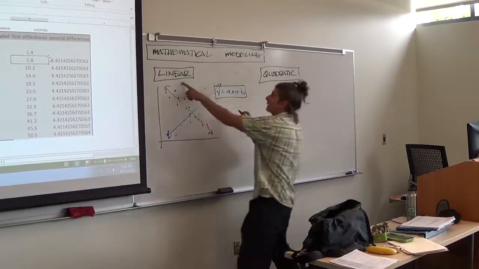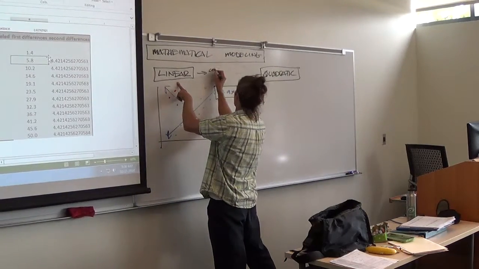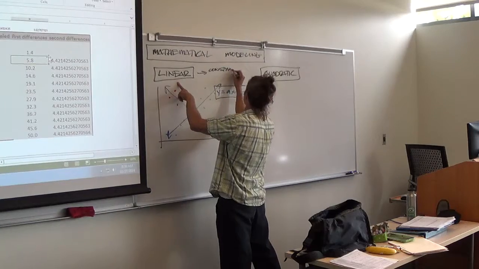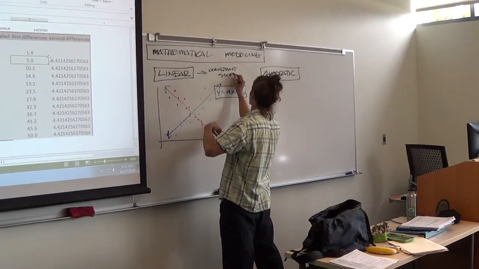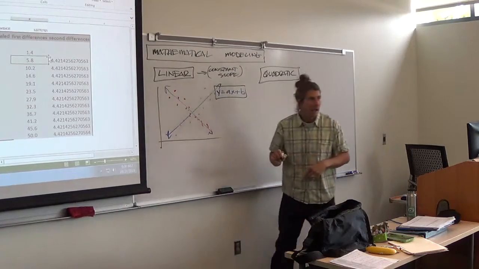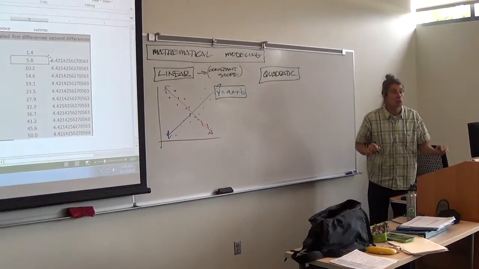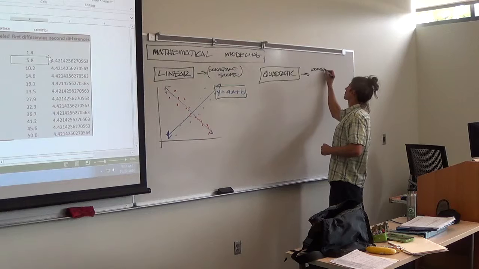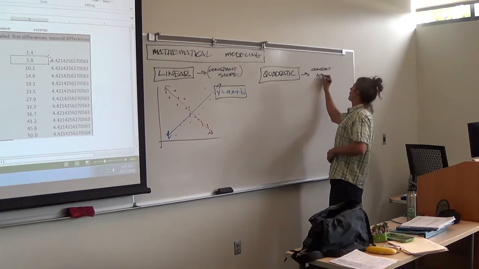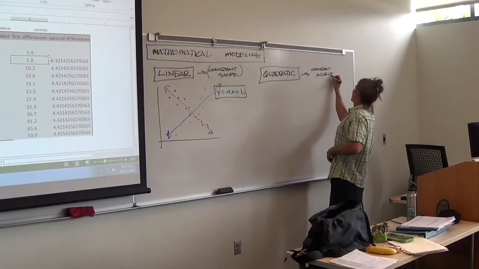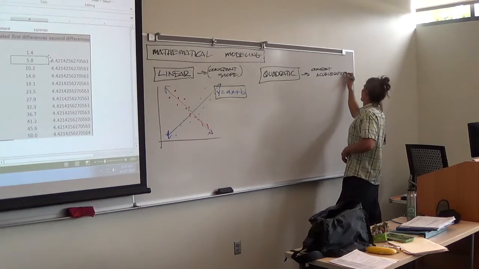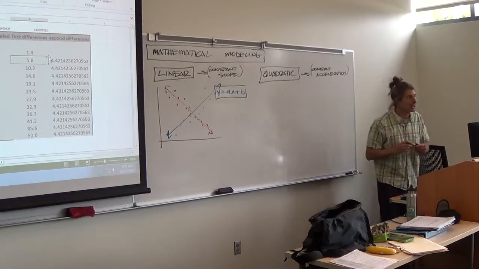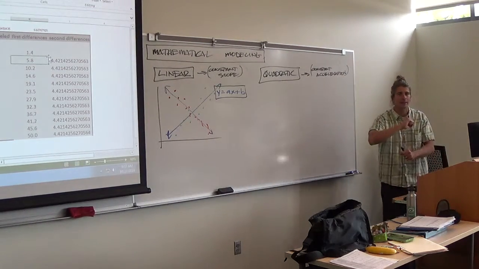So the idea of linear modeling is you have constant slope. You guys figured that out almost on the first day. You have constant slope. The idea of quadratic modeling is you don't have constant slope, but you do have what's called constant acceleration. You've often heard of cars accelerating.